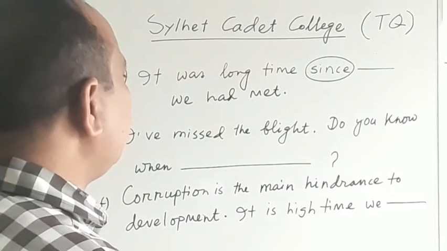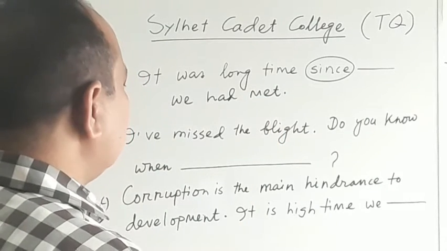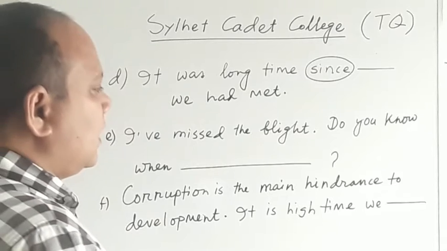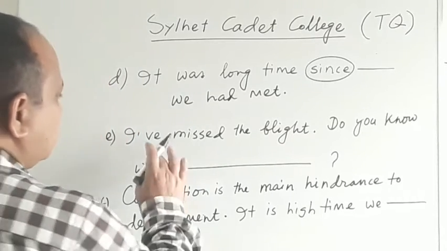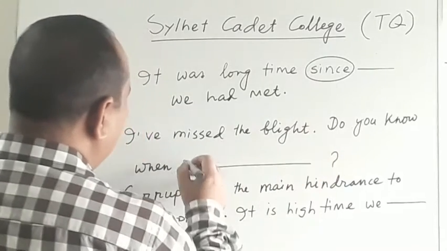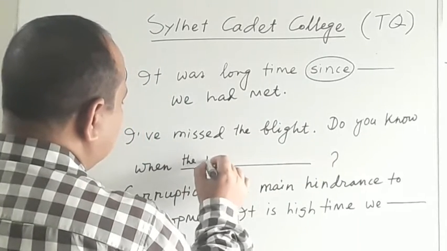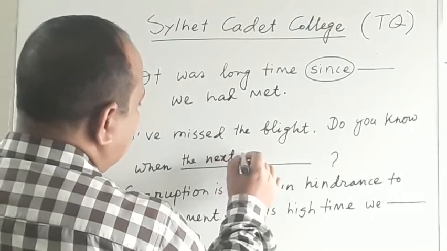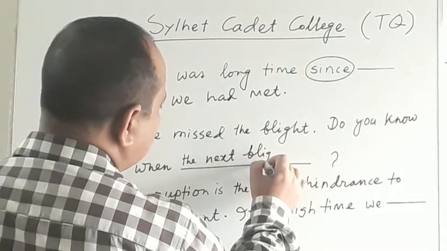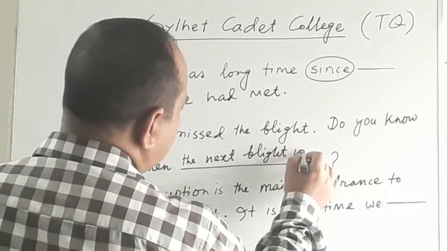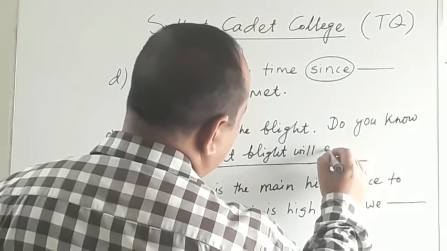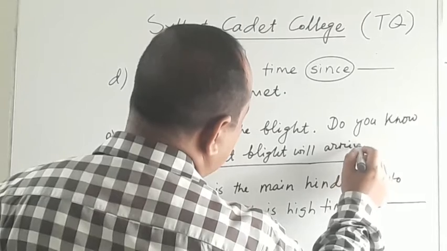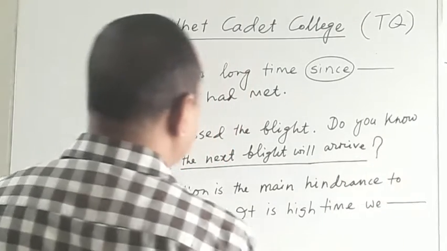Second one, I have missed the flight. Do you know when? So this is basically general asking. So we can easily write, I have missed the flight. Do you know when the next flight will arrive? When the next flight will arrive.